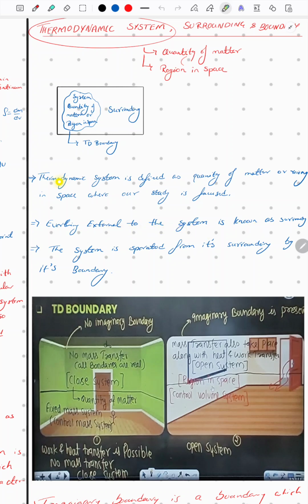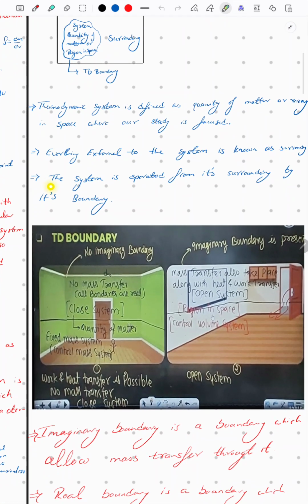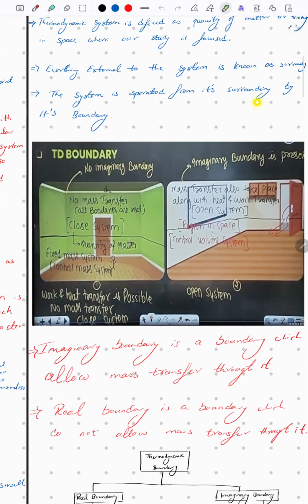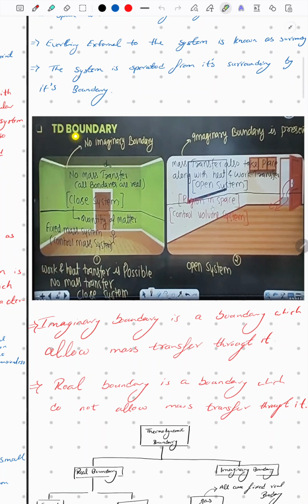Everything external to the system. What is the system? It is defined as a quantity of matter or region, space, on which the study is focused. The system is separated from its surrounding by its boundary. Okay, the system is separated from its surrounding by its boundary. Thermodynamic boundary, it may be imaginary.